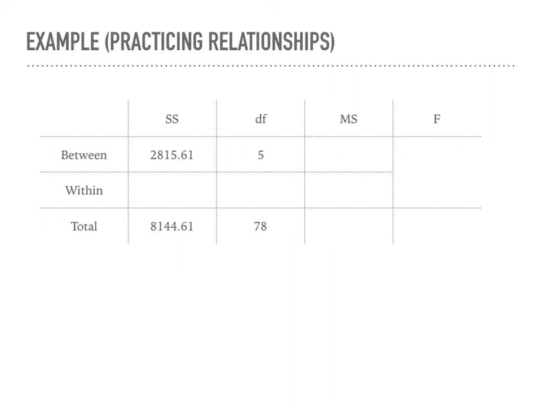So if we have this partially filled in table, we could calculate the missing values. So we're missing the sum of squares within, but we could calculate that by subtracting sum of squares total minus sum of squares between. And we could do the same for the degrees of freedom within that we are missing. Then we could find mean of squares by taking sum of squares divided by degrees of freedom for both between and within. And then we can find the F ratio by taking mean of squares between divided by mean of squares within.